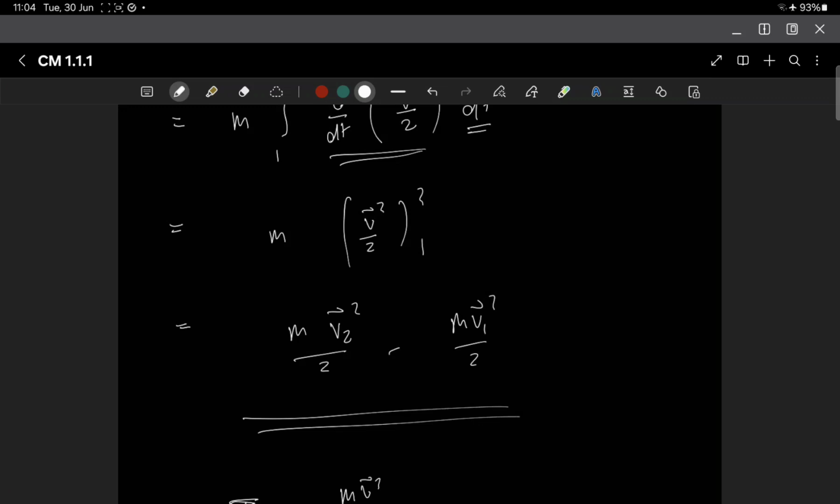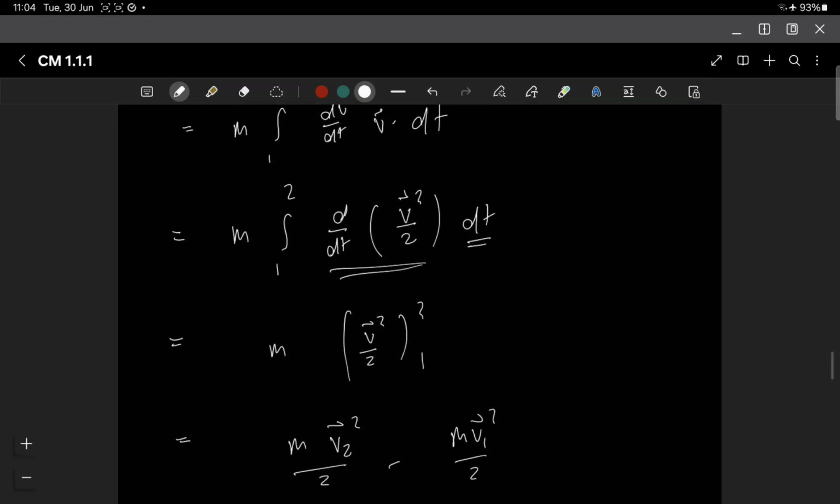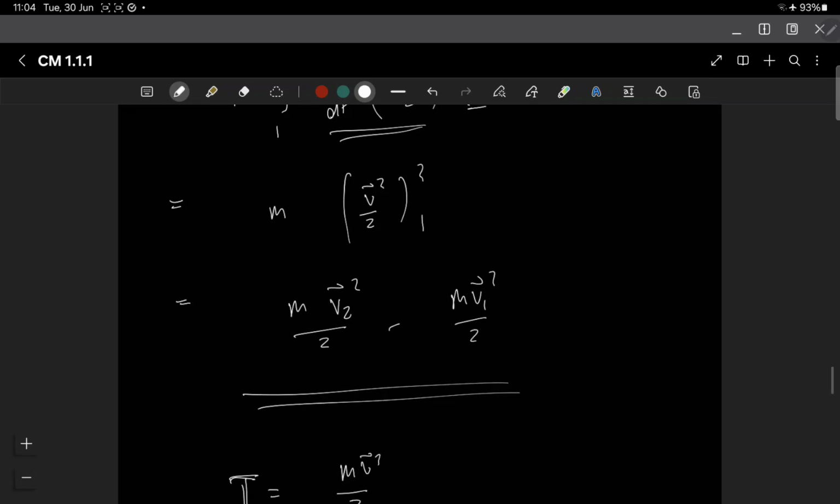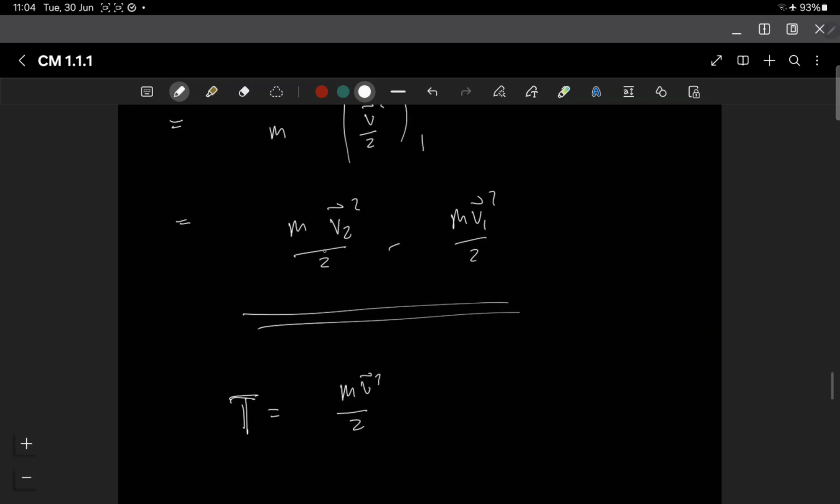So the work done between 2 points by an external force F acting on a particle of mass m is given by the difference of the kinetic energy: the end kinetic energy minus the beginning kinetic energy.